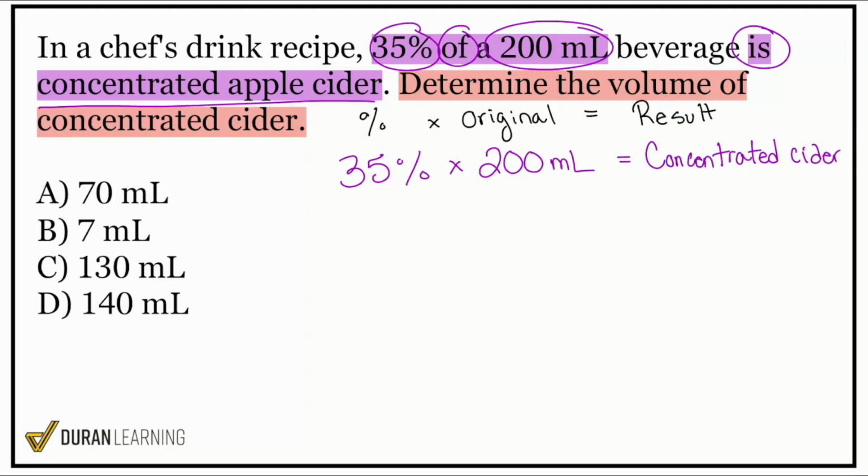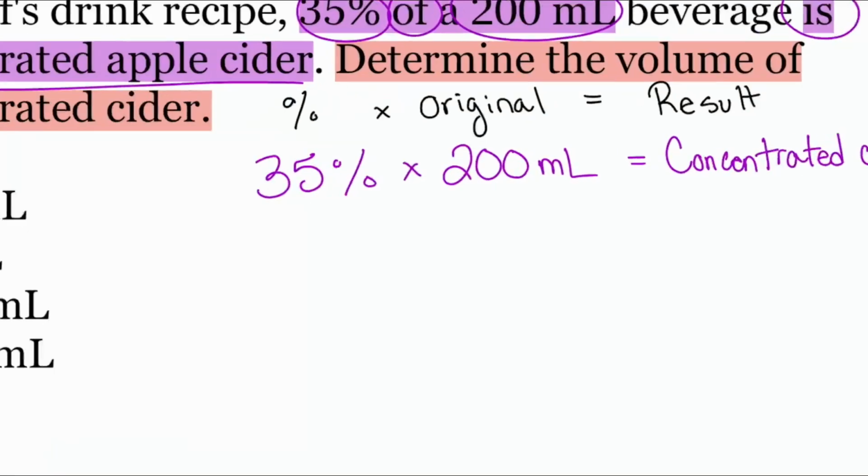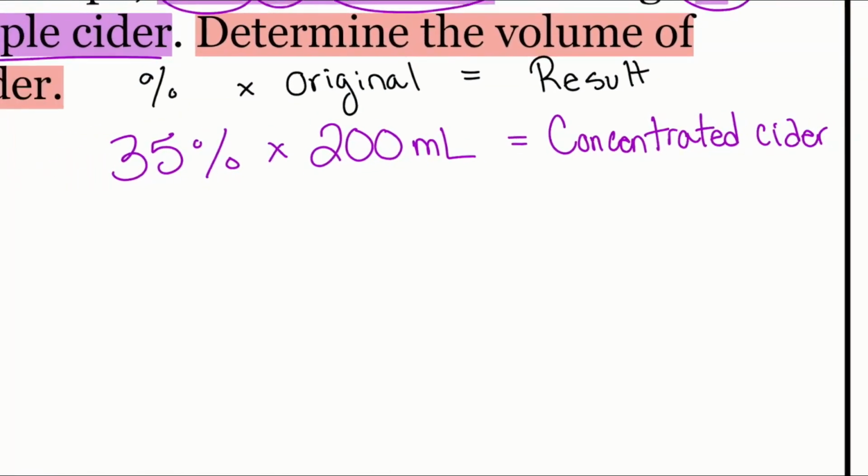So before we mess with the operations, we got to turn that percentage into a decimal. So we're going to move that decimal twice to the left. Let's make sure we do that. Let me zoom on in a little bit here. And so what I'm going to do is I'm going to take that decimal, 1, 2, and now I have 0.35 multiplied by 200, and that's going to get me my concentrated cider. So from here, let's go ahead and perform that multiplication.